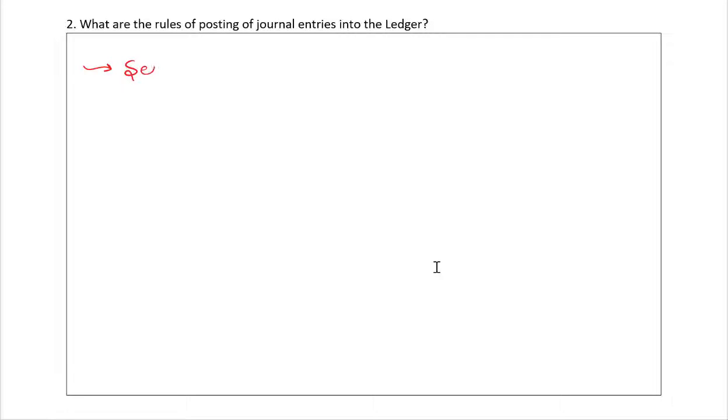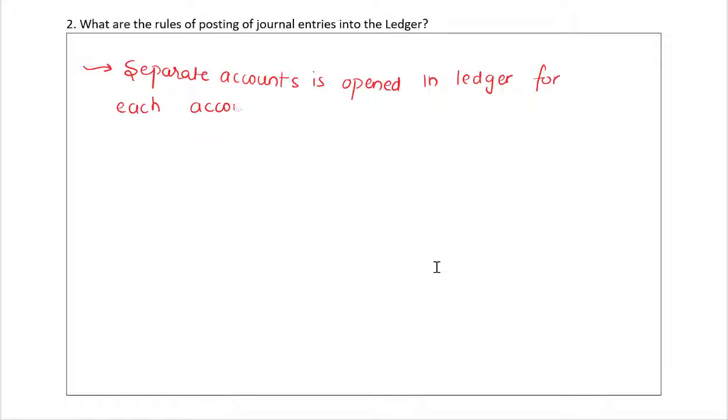So please write with me: separate accounts are opened in the ledger book for each account, and entries from the journal are posted to the respective accounts.